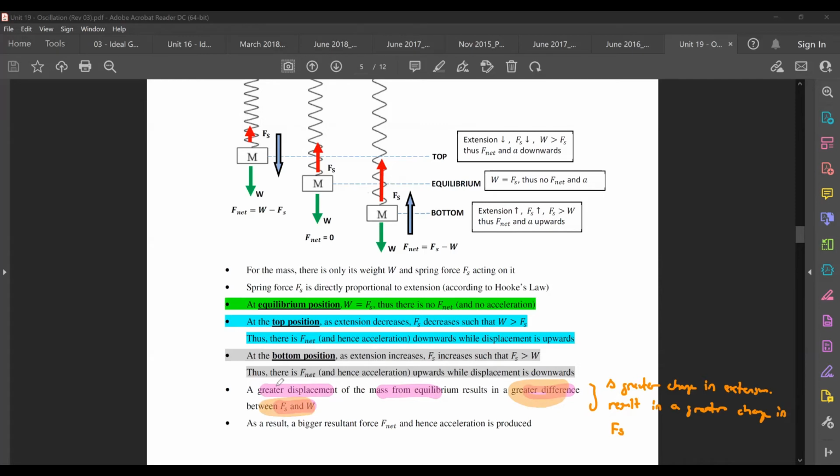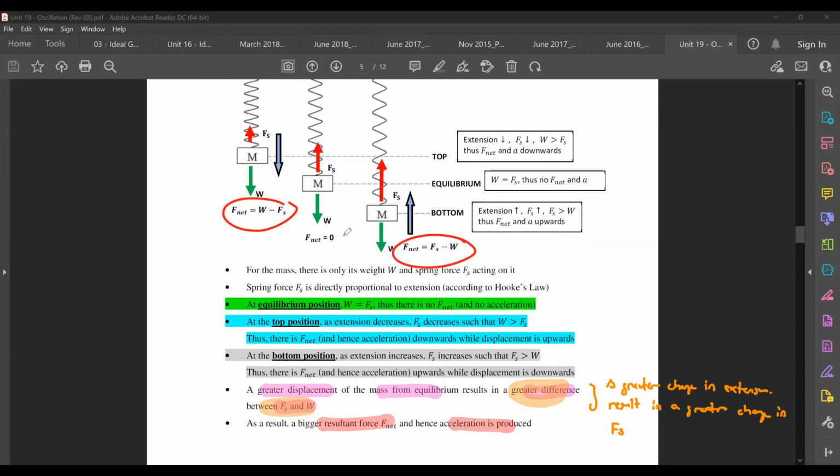Okay, so this one will actually cause you to have a greater difference between your Fs and W. If you look at how your F net is defined here, your net force is actually always the difference between your weight and your spring force. Okay, so the idea here is that if your displacement is getting greater, your spring force is also going to be greater. This will in turn cause you to have a greater difference between your spring force and weight, which in turn gives you a greater resultant force and hence acceleration.